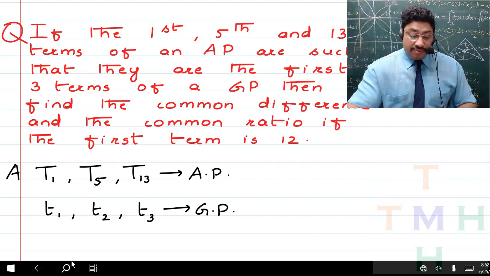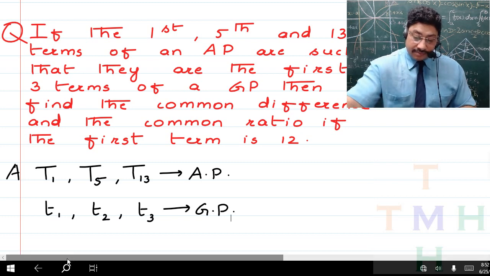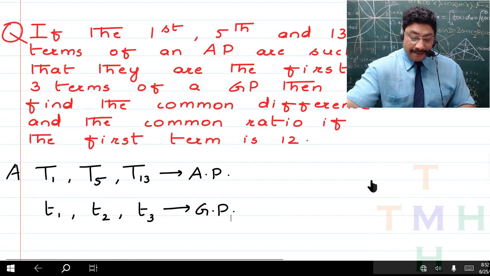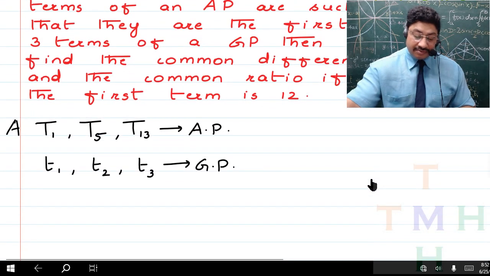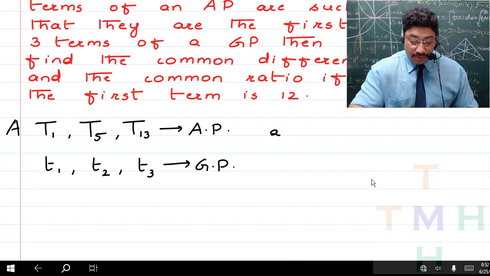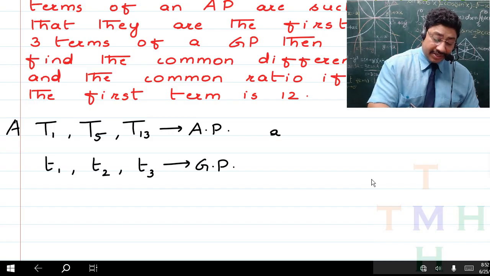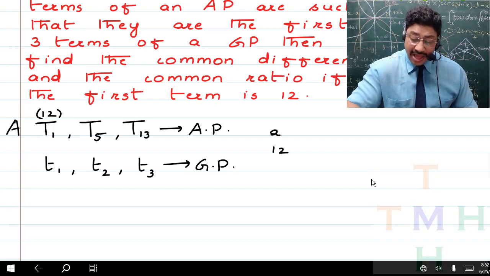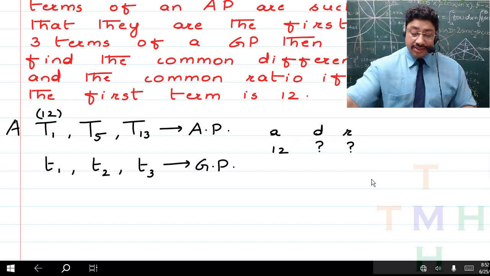After that, we've been told to find the common difference, right? We have to find the common difference and the common ratio if the first term is 12. So we've been given another data, that the first term a, which we can keep in place of T1, is actually 12, right? We have to find the common difference, which is small d, and the common ratio, which is small r.